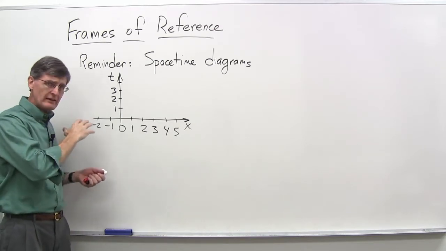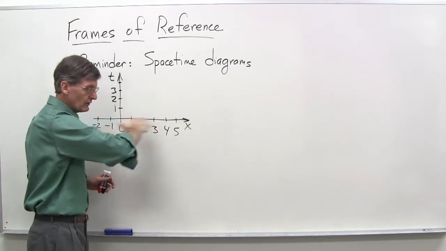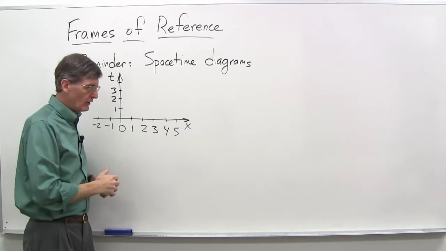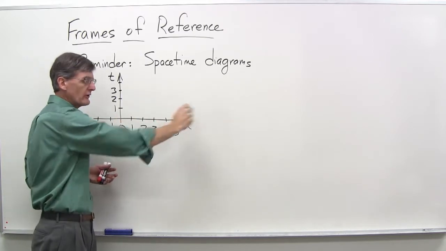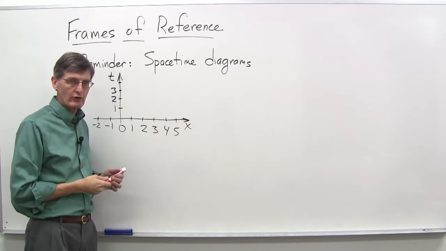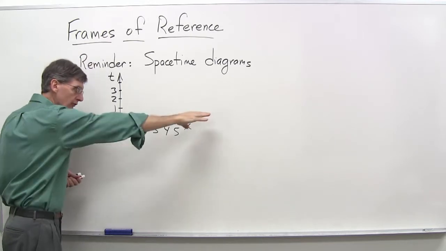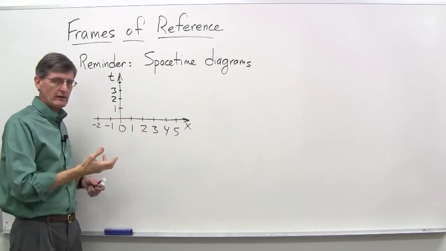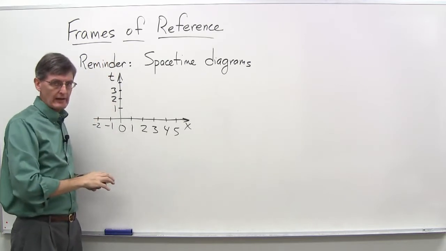So remember, the idea here is that we're just looking at motion along the x-axis, just in one dimension, and we're recording certain events, perhaps flashes of light or just some moving object as it goes along. We're recording it at certain times, certain locations in the x direction, whether it's positive to the right, negative to the left. And then we have the idea of actually plotting this with time as a vertical axis.